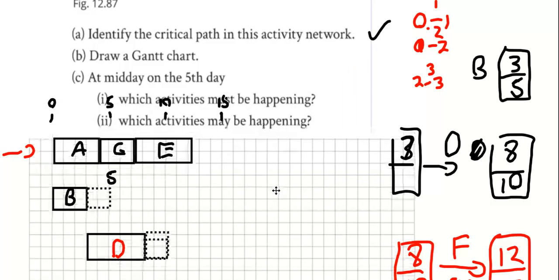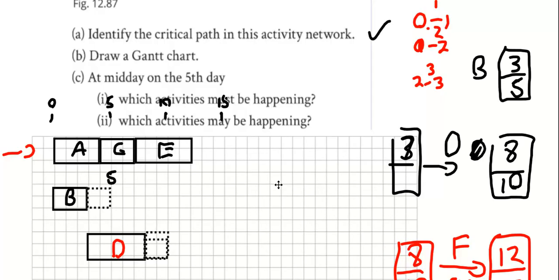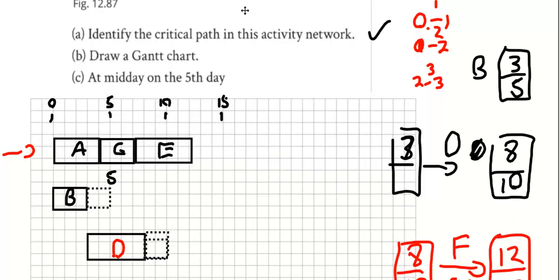Gotcha. Which activities on midday of the 5th day, which activities must be happening and which activities may be happening? Is that okay? Must be happening and may be happening. Now I'm counting this, okay? What is the 5th day, lads? 3 to 4 is the 4th day. But everybody agree it's 4 to 5 is the 5th day. 4 to 5. So it's this little region in here.